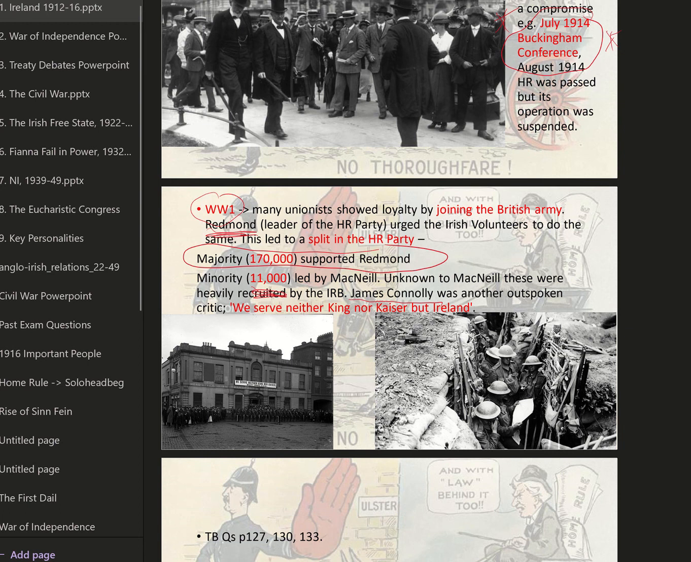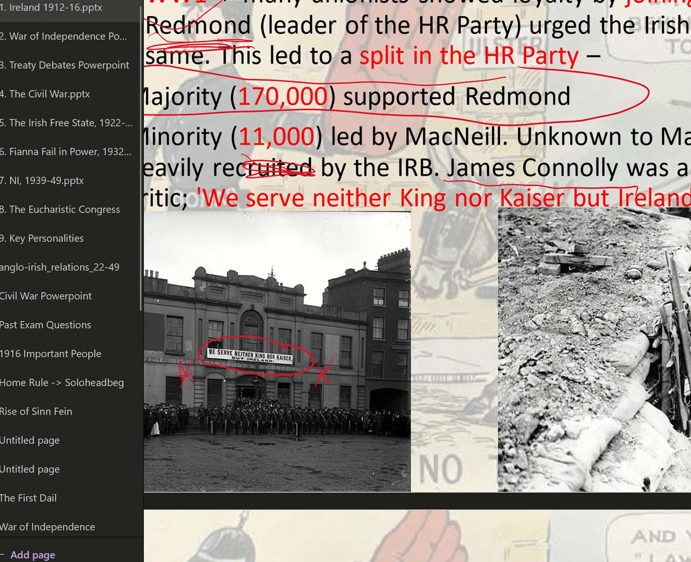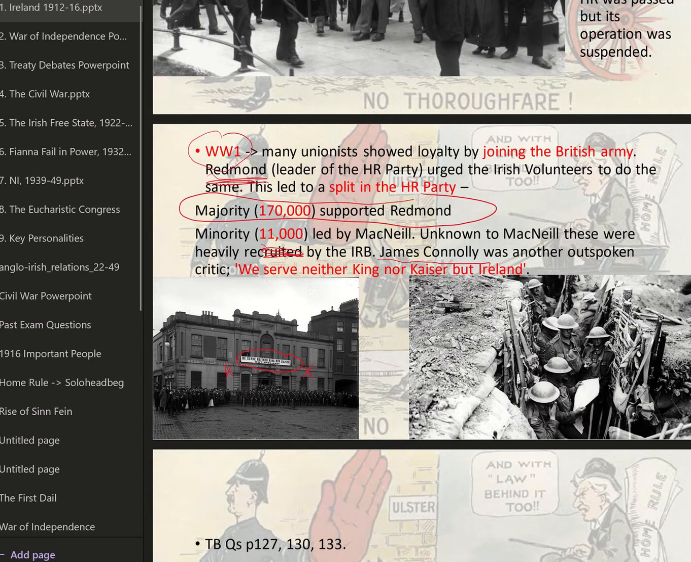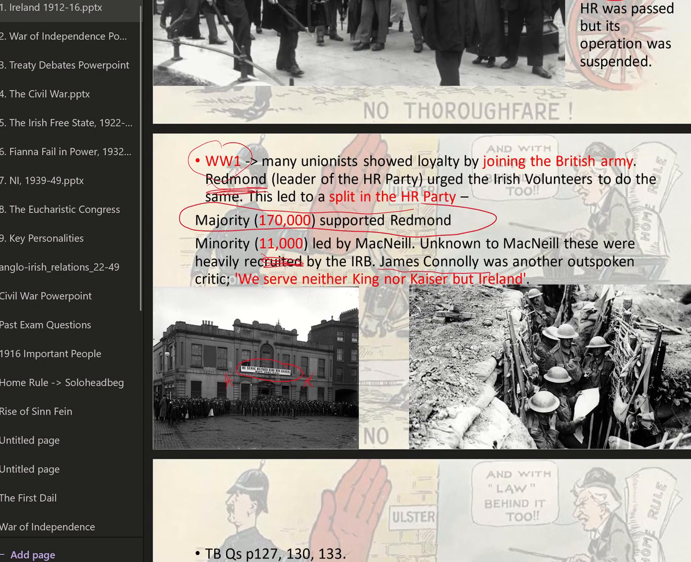So you have this famous sign here, if I can move in. We serve neither king nor Kaiser, but Ireland. The Kaiser's leader of Germany this time. They're basically saying, we're not in favour of Germany, we're not in favour of Britain, we only serve Ireland, we care about Ireland.